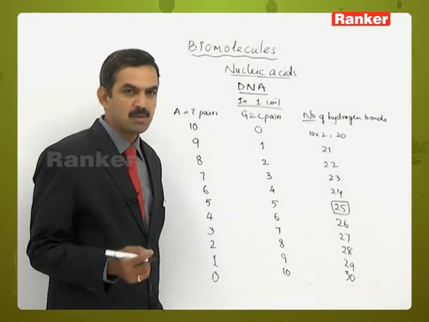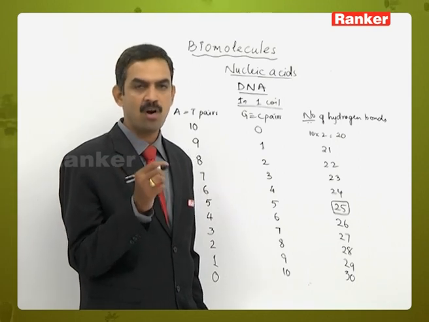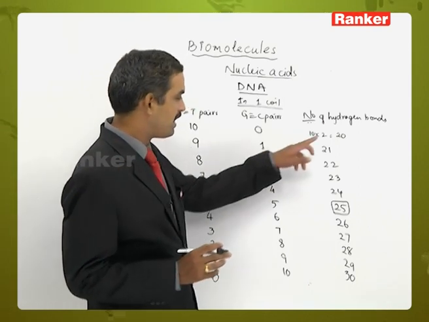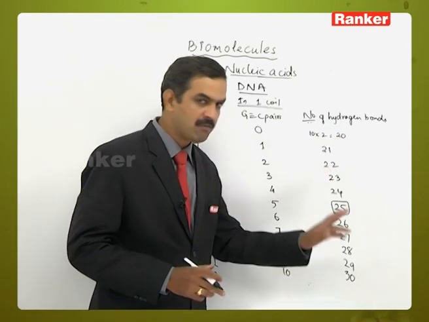So this is the maximum number of hydrogen bonds that can be present in one coil of a DNA molecule. The minimum number is 20, the middle number is 25, and the highest number will be 30.